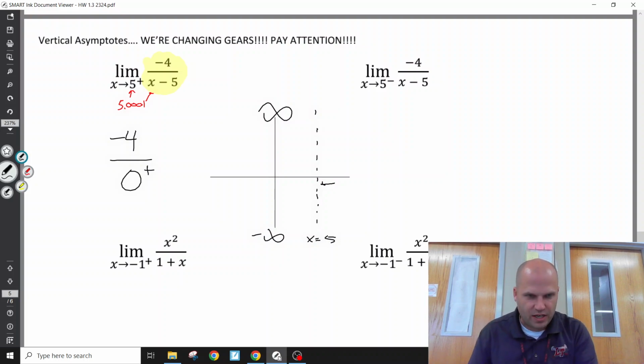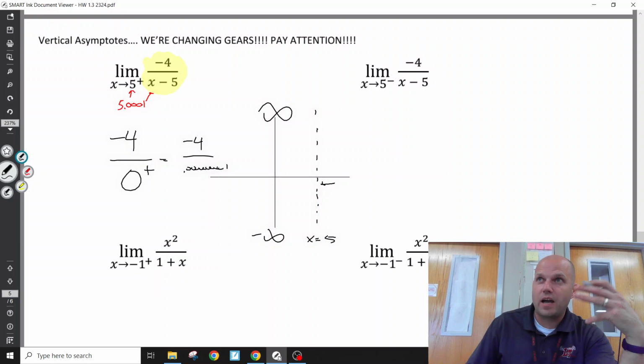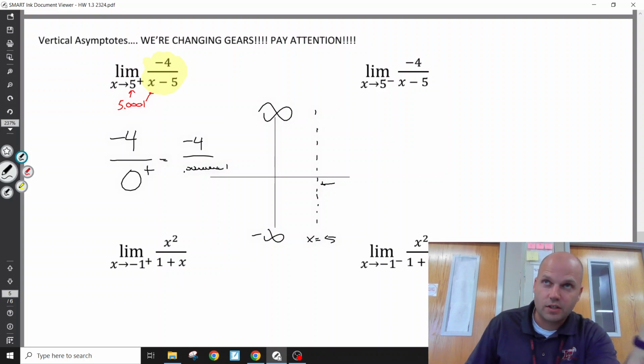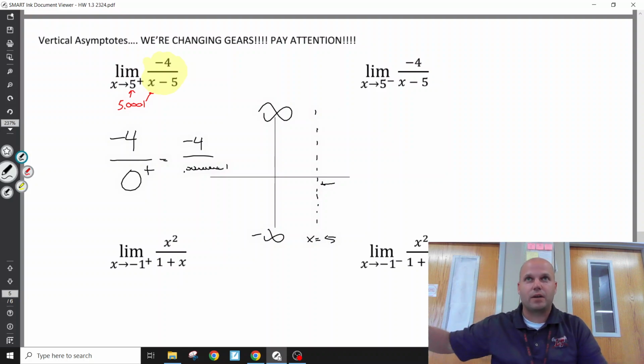Okay? Now think about what you get if you take a negative number divided by something really, really small. Like even think about 4 divided by a half is 8. 4 divided by a fourth is 16. 4 divided by 100th is 400. Every time you divide by a fraction, you get a bigger thing. So divide by smaller and smaller fractions, bigger and bigger numbers.